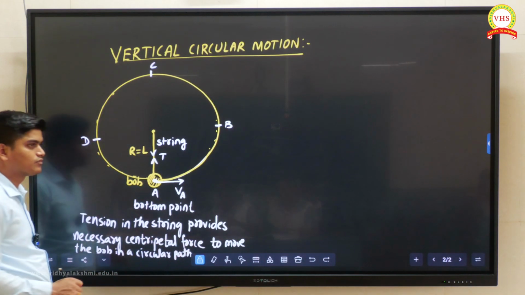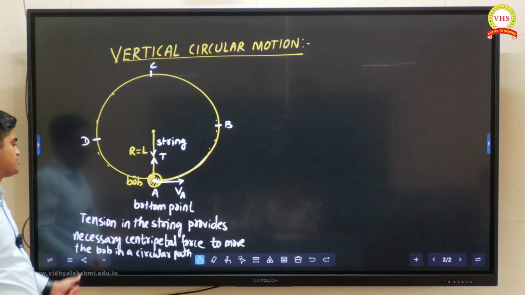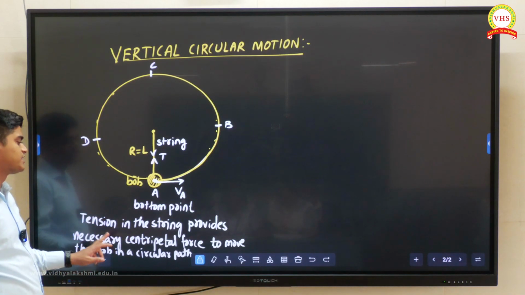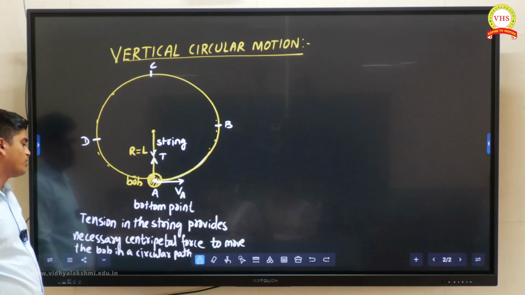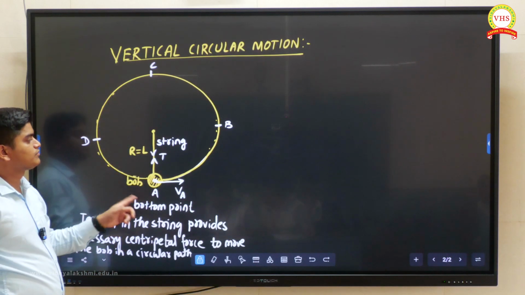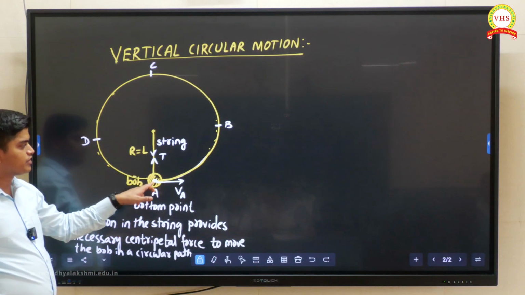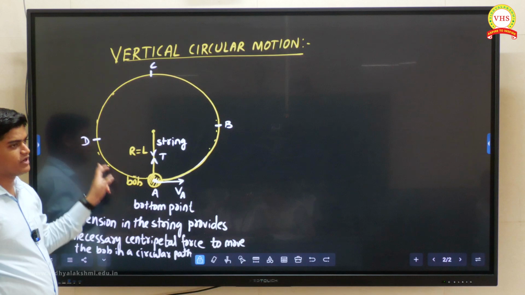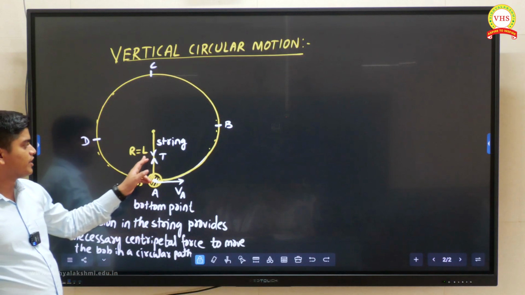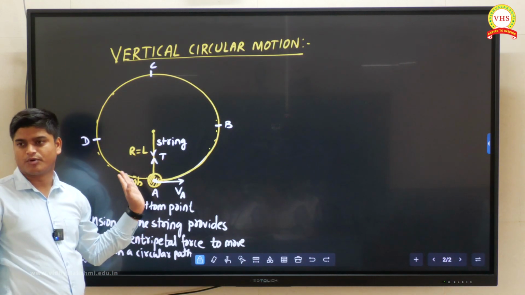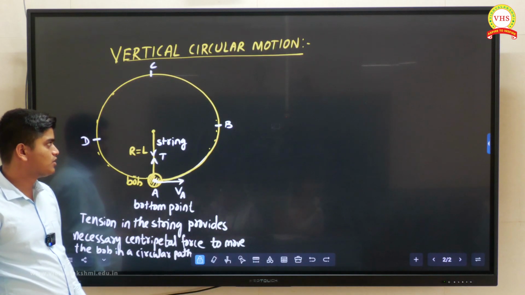So write down: tension in the string provides necessary centripetal force to move the bob in a circular path. So this is the bob, actually the mass. So it can move in a vertical circle because of the tension. Tension will provide the necessary force.